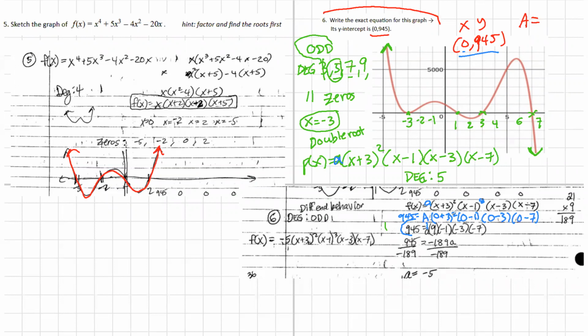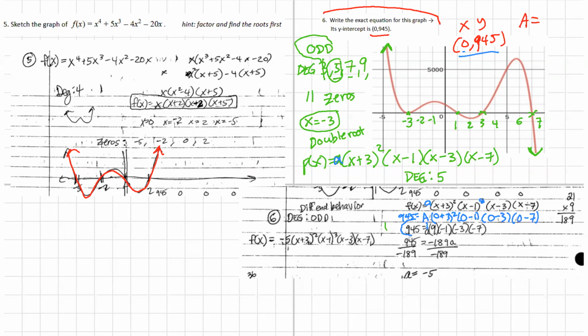So 0 plus 3 squared is 9. 0 minus 1 is -1. 0 minus 3 is -3. 0 minus 7 is -7 times a. When I multiply 9 times -1 times -3 times -7, that's -189a, because there's an a right here.